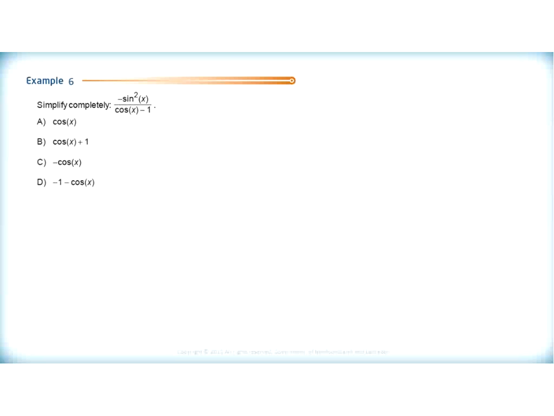Last example, simplify completely. Minus sine squared x over cosine x subtract 1. Note the numerator is minus sine squared. All I can really do here, because everything is already in terms of sine and cosine, I can't write anything back. But maybe I can replace sine squared with something. I know that sine squared theta is equal to 1 minus cosine squared theta. So therefore, minus sine squared theta is equal to the negative of that, which will give me a -1 plus cosine squared theta. Now if I rewrite that, that becomes cosine squared theta subtract 1.